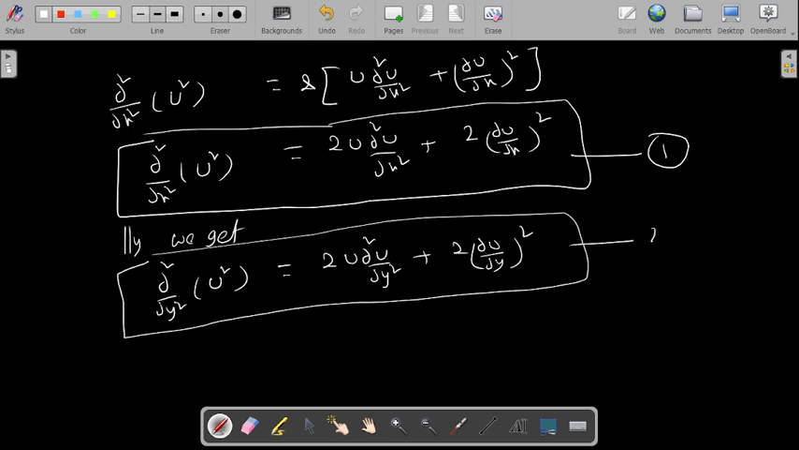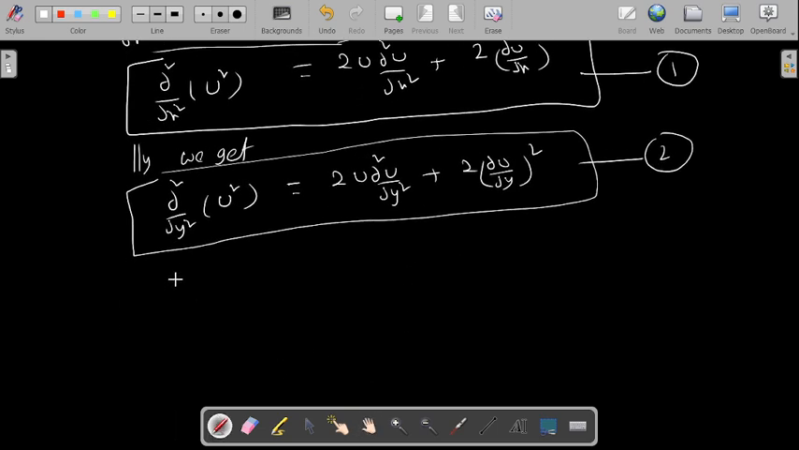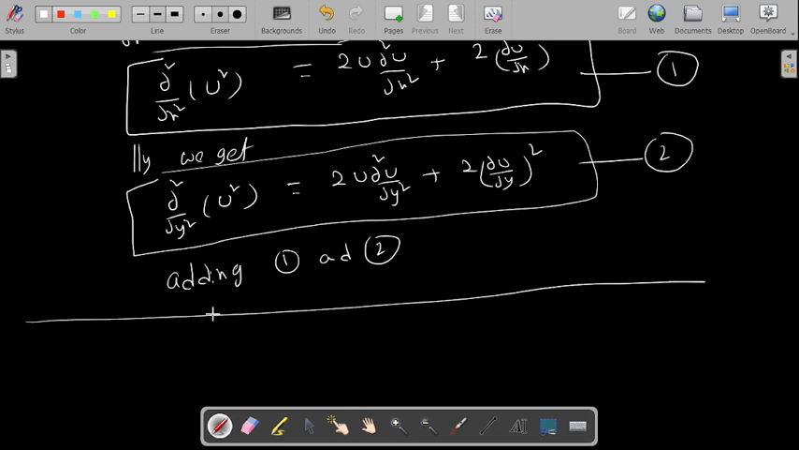Similarly, we can write, now adding one and two. So when you add one and two, what will we get? On the left side we add ∂²/∂x² of u² and ∂²/∂y² of u².